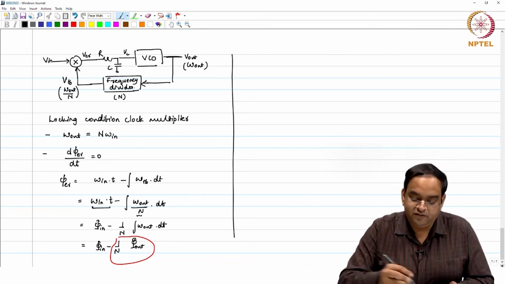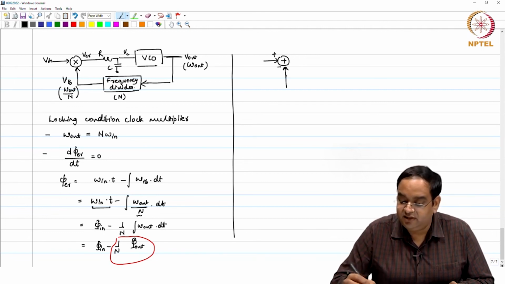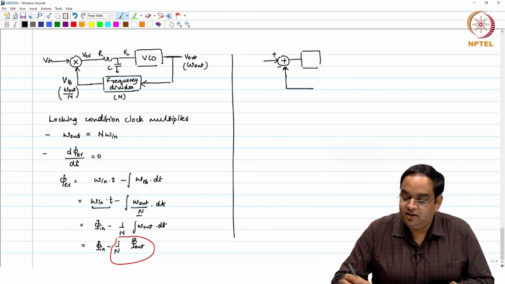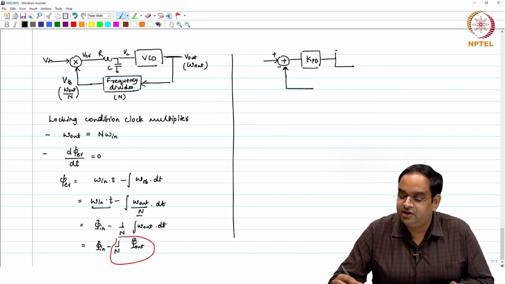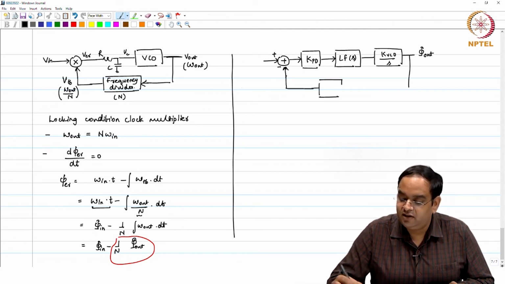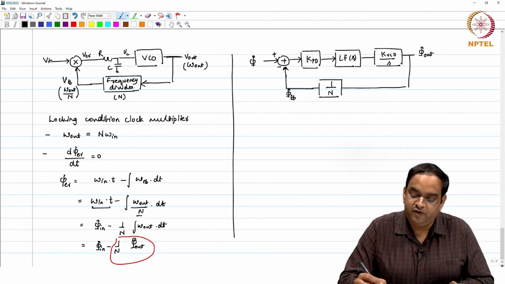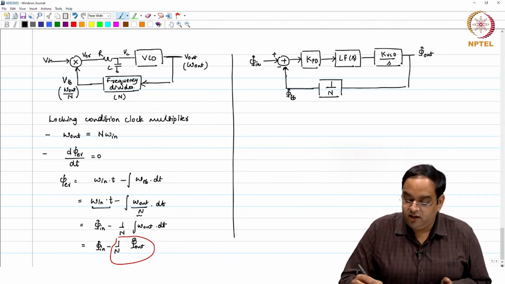So, a small signal model of this PLL will be your phase error detector like this between the feedback signal, with gain K_PD, then the loop filter transfer function, whatever loop filter you would like to use, and then your VCO with gain K_VCO by S, which gives you the output phase. Because you are using a frequency divider, your feedback phase gets divided by a gain of 1 over n. This is feedback phase, this is input phase. Here your feedback phase is equal to output phase by n.